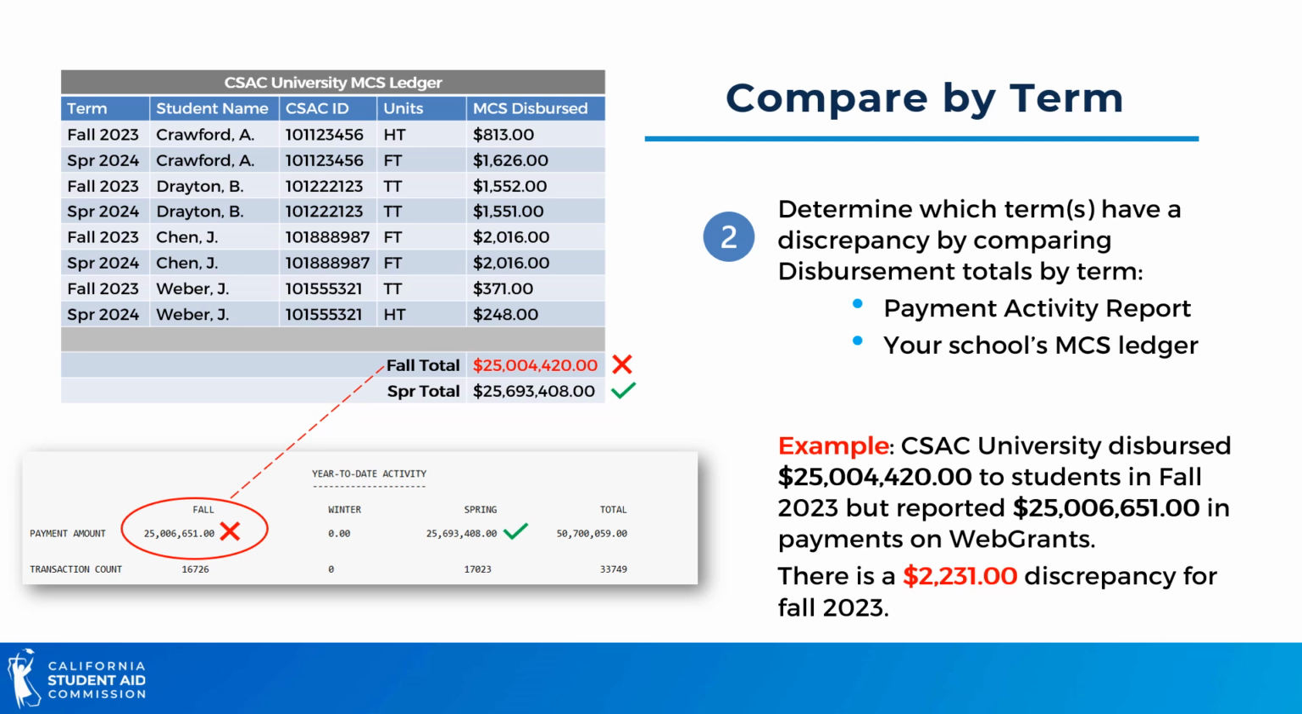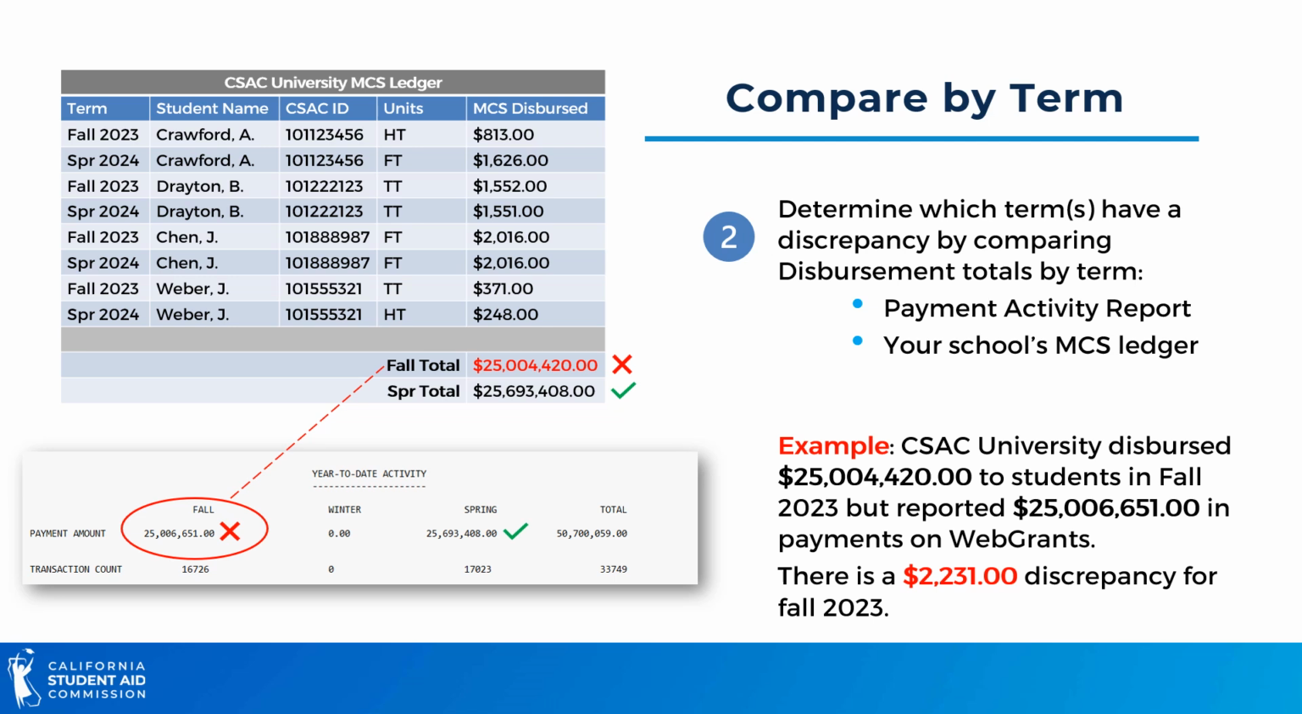The second step in the reconciliation process is comparing disbursement totals by term. Take your payment activity report from web grants and compare the term totals to your school's MCS ledger. This step allows you to narrow down where your discrepancies may be. For example, CSAC University discovered that the fall disbursement amount from their school ledger did not match the amount listed for fall on their payment activity report. It appears CSAC University has a $2,231 discrepancy for the fall 2023 term.